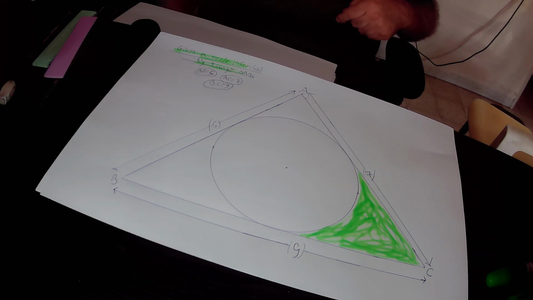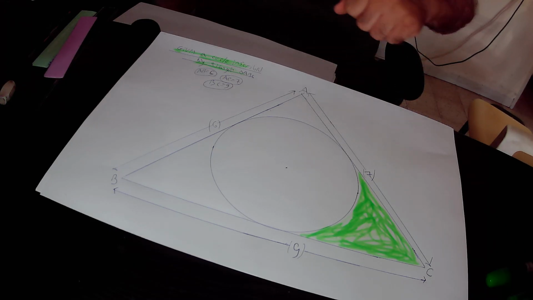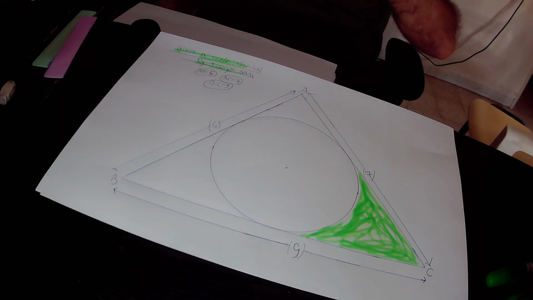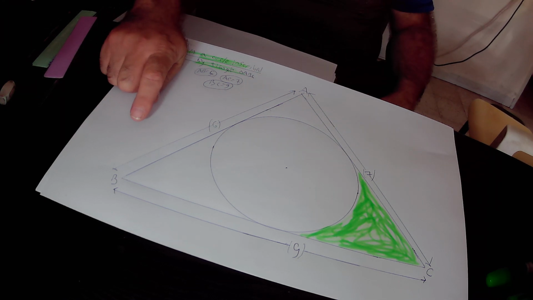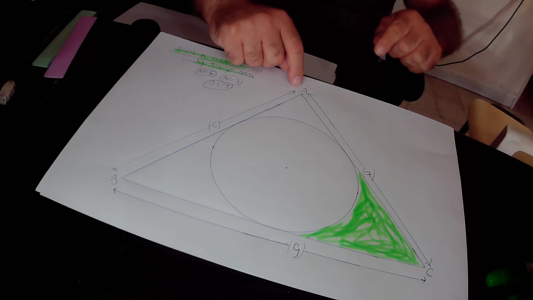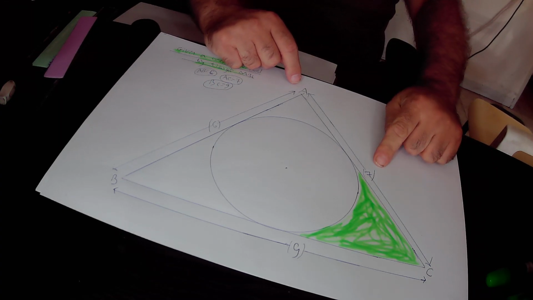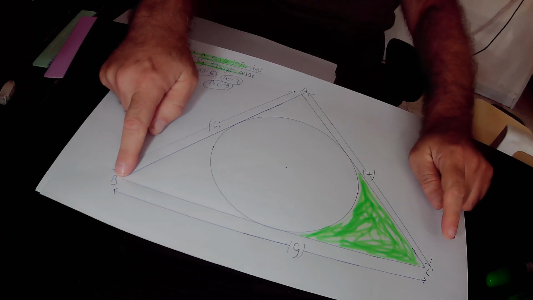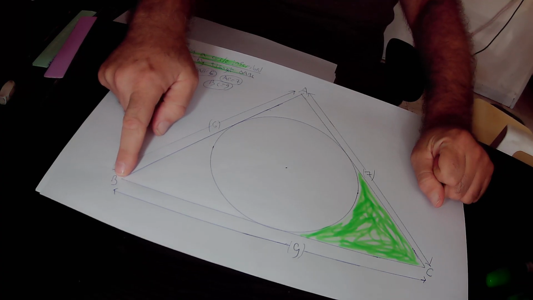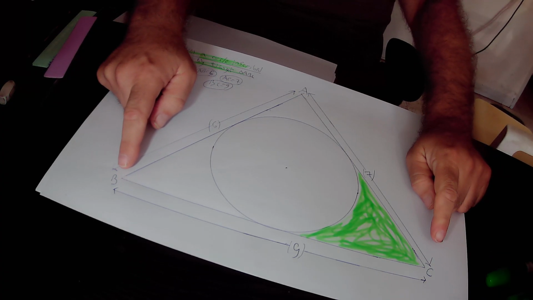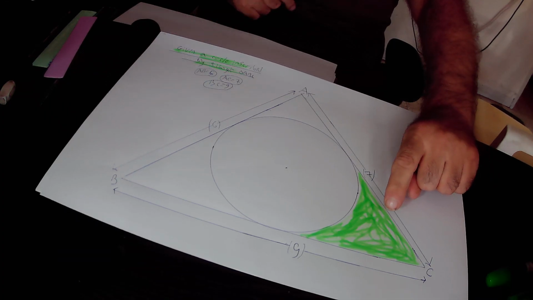In the drawing we have a circle that is inscribed by this triangle ABC. You know that side AB of triangle ABC equals 6 units in length, side AC equals 7 units in length, side BC equals 9 units in length, and our task is to find the area of this green shape.